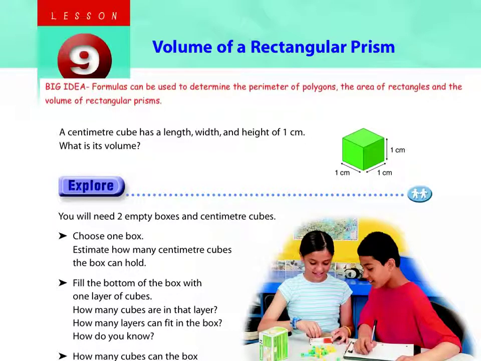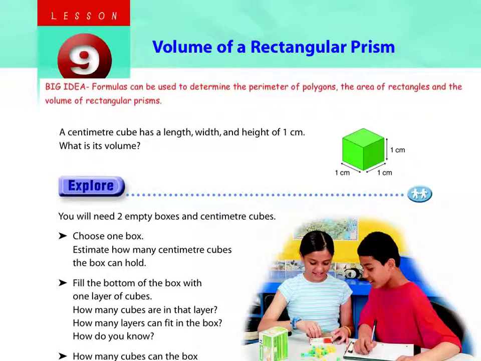Right, grade 6, we're continuing on. Our big idea continues to be that formulas can be used to determine the perimeter of polygons, the area of rectangles, and the volume of rectangular prisms. And today we are looking at the volume of rectangular prisms.